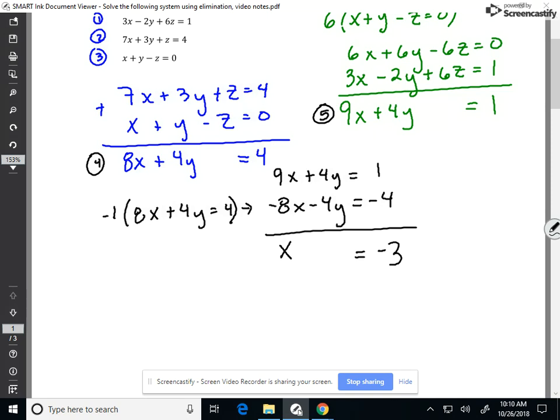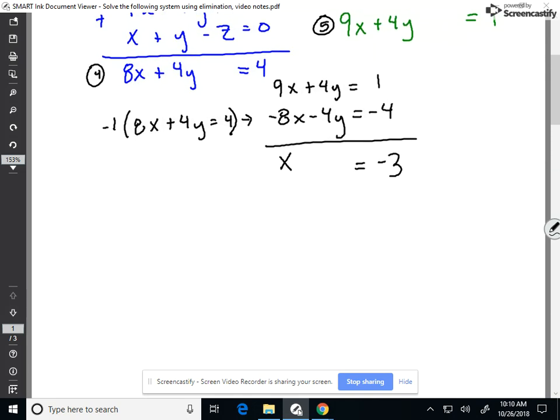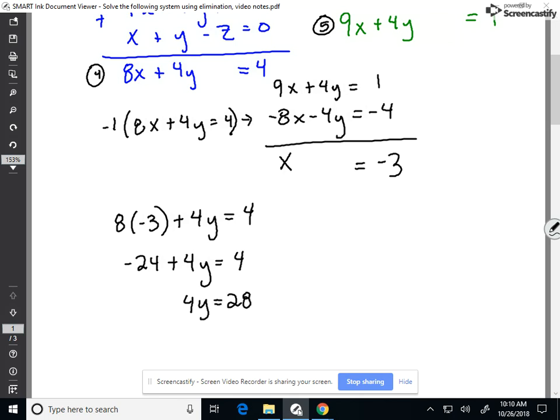So now I have officially solved for one of my variables. Okay, so from this point, we're going back and substituting into each of the equations. So I can choose either equation 4 or 5 to plug this x equals negative 3 in. I'm just going to choose equation 4 because it's easier, it's fewer numbers. So I'm going to do 8 times negative 3 plus 4y equals 4. Okay, 8 times negative 3 is going to be negative 24. I add 24 to both sides, and I get 4y equals 28. And solving, I get y equals 7.